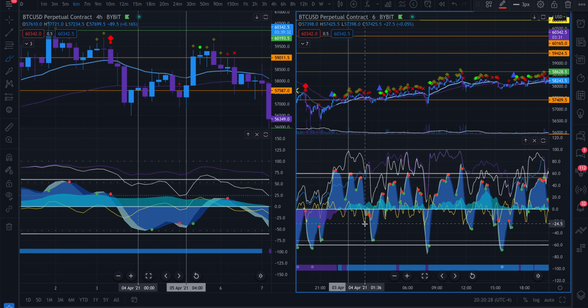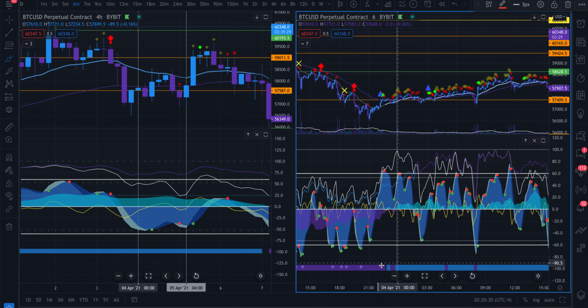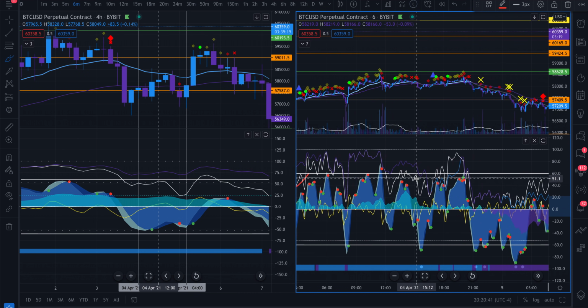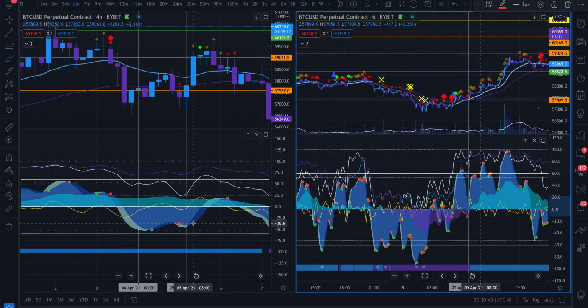So this was the first trade I entered, where we see we're starting to print a bottom on the 4-hour. On the 6-minute, we print all these bottoms. We get a very, very clear crossover. The money flow crosses from red into green. We ride it up. Again, the second trade, we're printing a green dot.